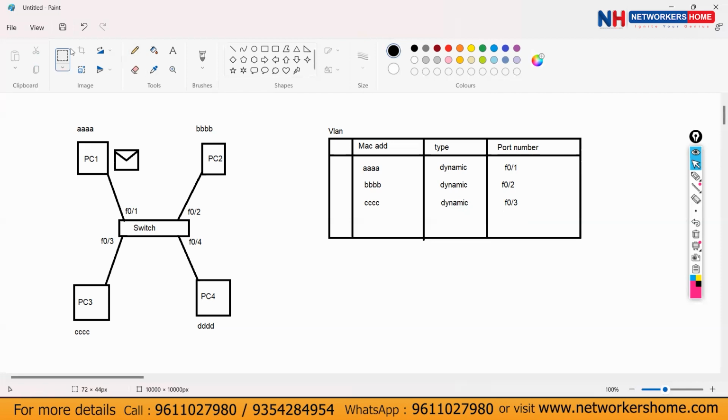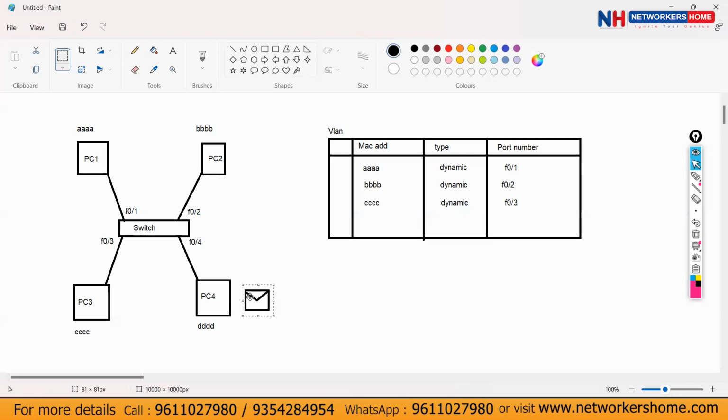And PC1 now again generates a message. It informs that the sender is PC1, 4As, and the receiver is 4Ds, the destination. Correct? It will send this packet to the switch. But what has happened? 4Ds is missing. There is no entry after 300 seconds. So in this scenario, what will the switch do? It will broadcast this unicast message to all the PCs. PC3 and PC2 will drop it because this message is for PC4.